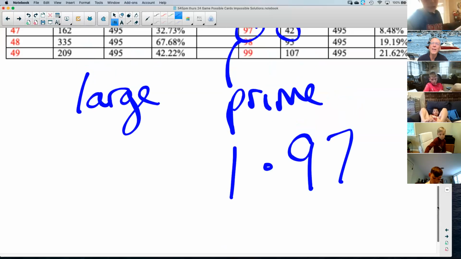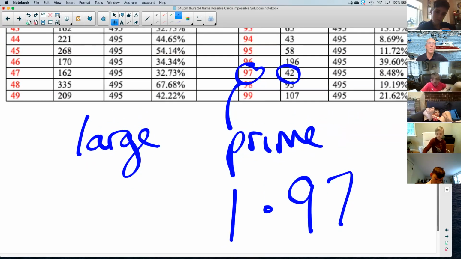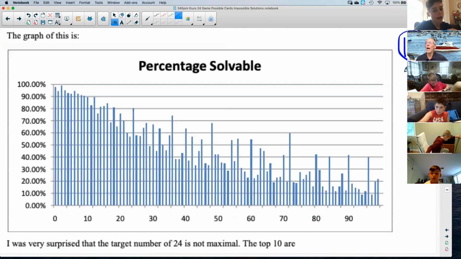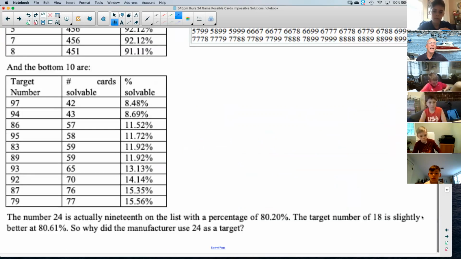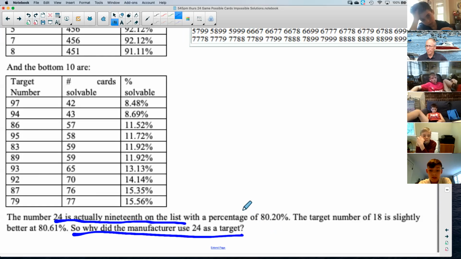So the only ways to make 97 are to combine other numbers together. But here's the thing that really surprised me. The number 24 is the 19th on the list. That means that there are 18 target numbers that have a higher percentage than 24. So why did the manufacturer use 24? I do not know. Better sales? I don't know. I really don't know.